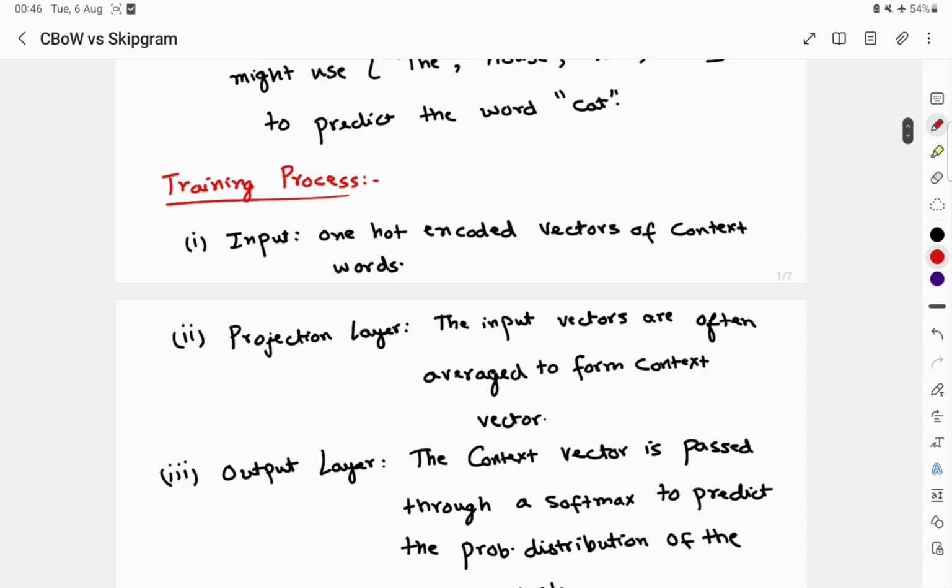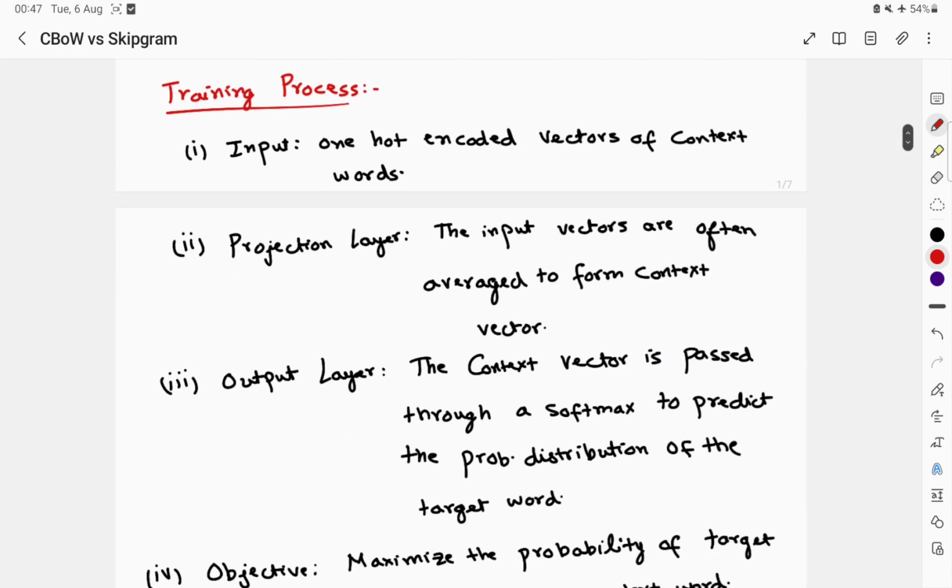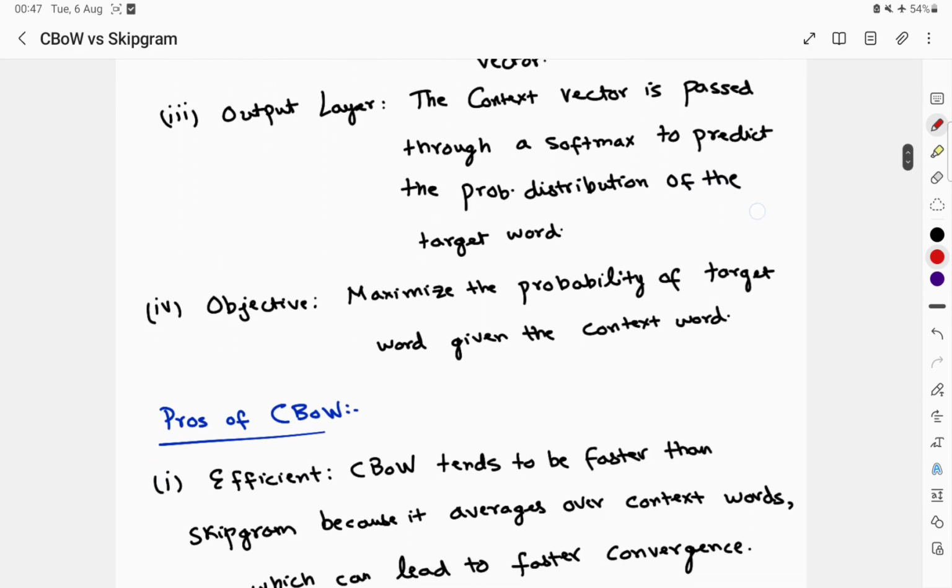So the training process is pretty simple. For input, you have a one hot encoded vector of your context words, and you have a projection layer in the second step. That is, the input vectors are often averaged to form the context vector, and then in the third layer you have the output layer. The context vector that you compute in the second step is passed through a softmax to predict the probability distribution of your target word. And the objective of this training exercise is to maximize the probability of your target word given your context words, right?